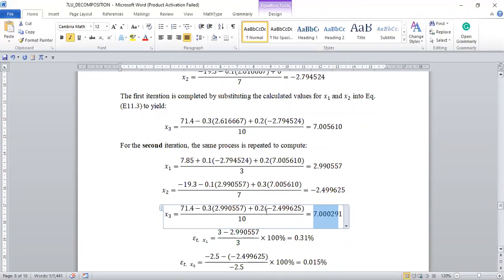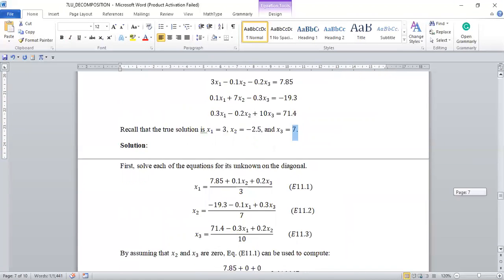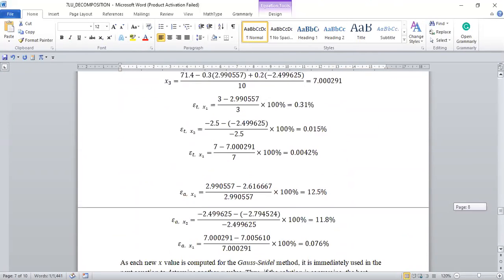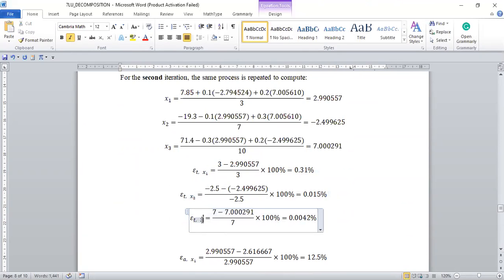So since it's an iterative approach, we need to calculate the error. And we're given the true values in the question. X1 is equal to 3, x2 is equal to minus 2.5, and x3 is equal to 7. So we can track the error as we go. So for the second iteration, I will track the true error. So this is the true value for x1. So this is the true error for x1, the true error for x2, and this is the true error for x3.